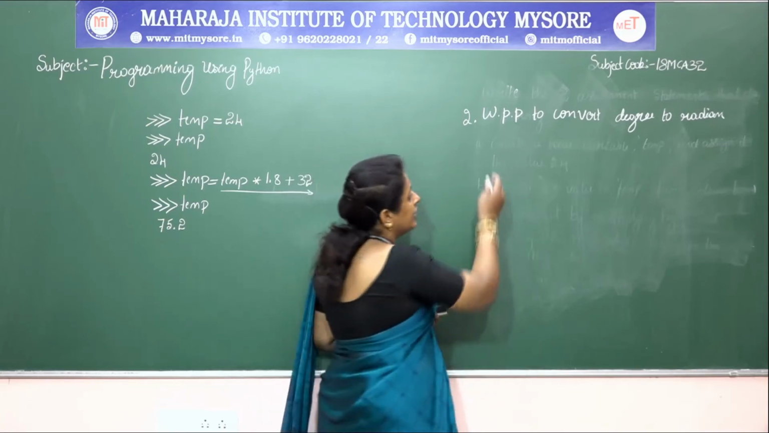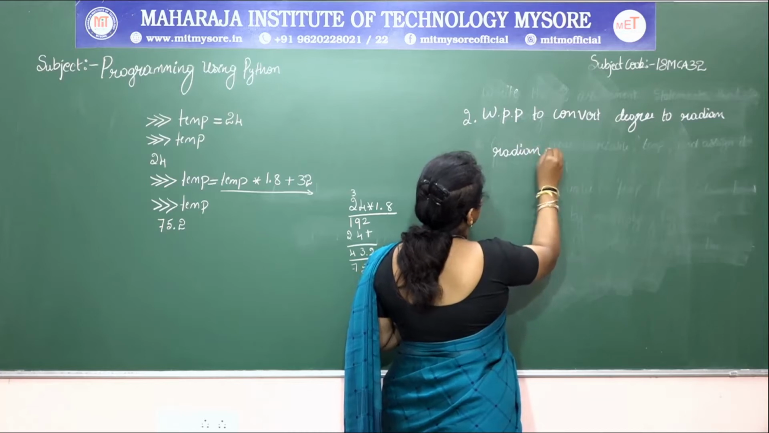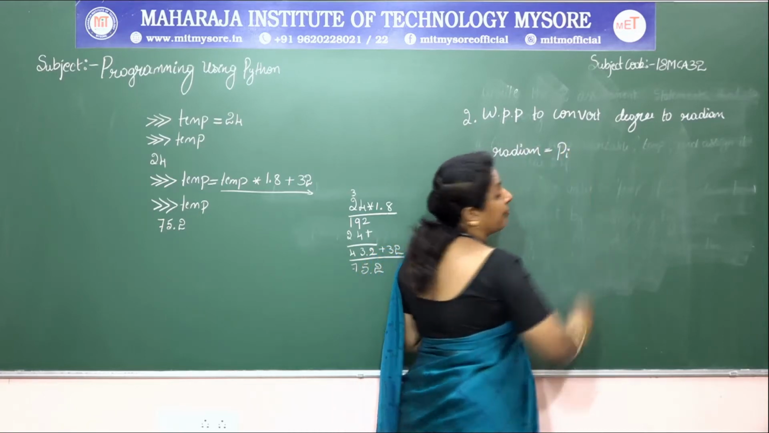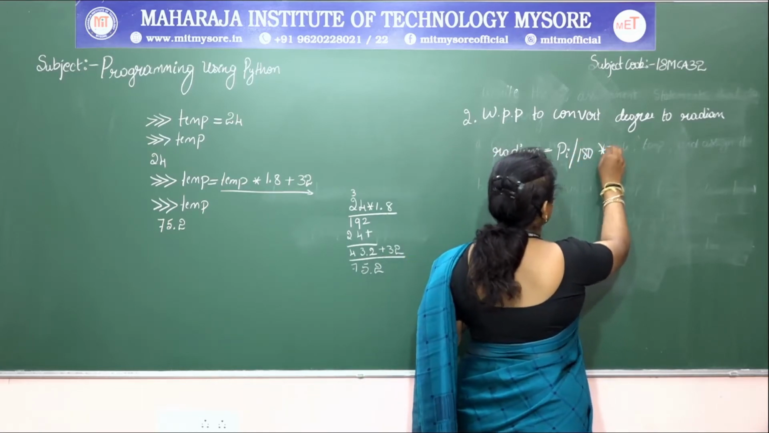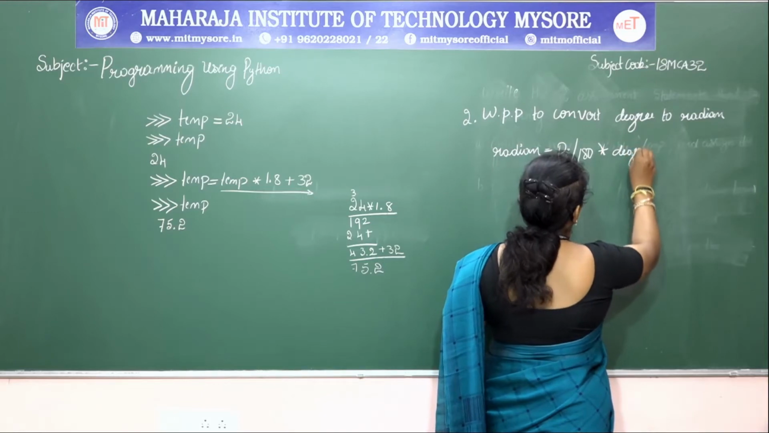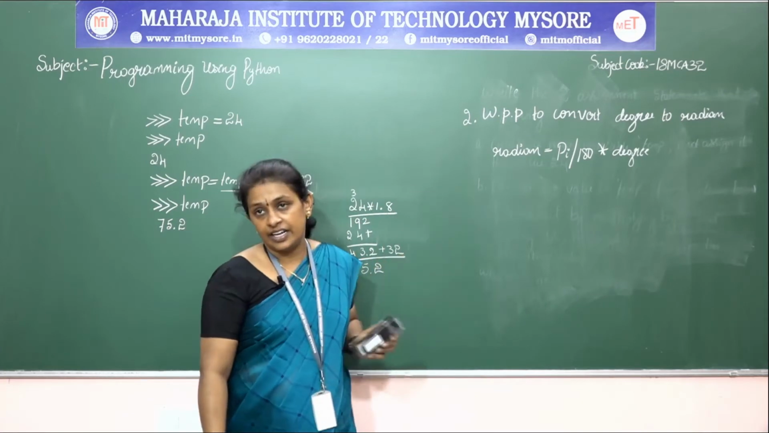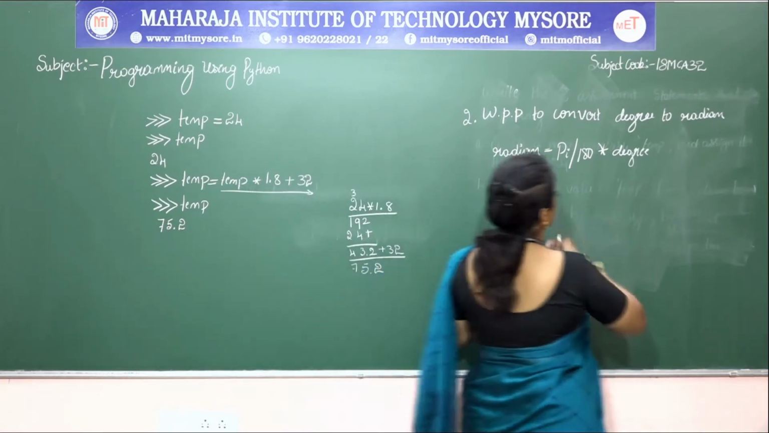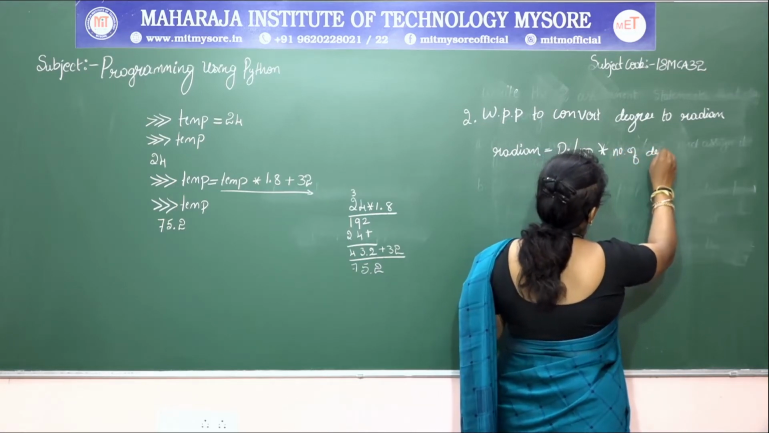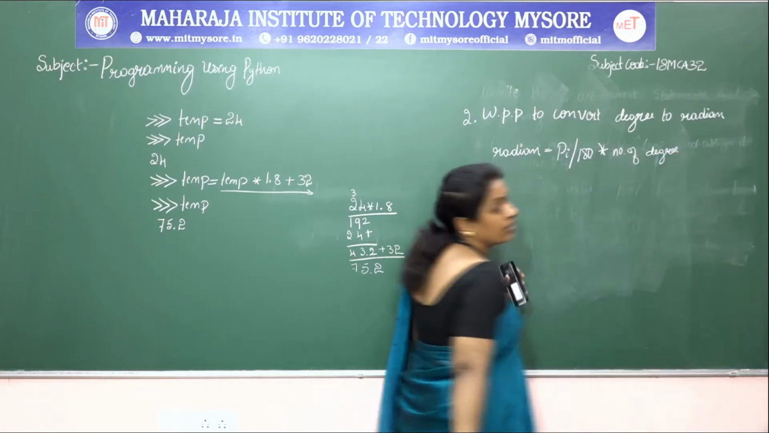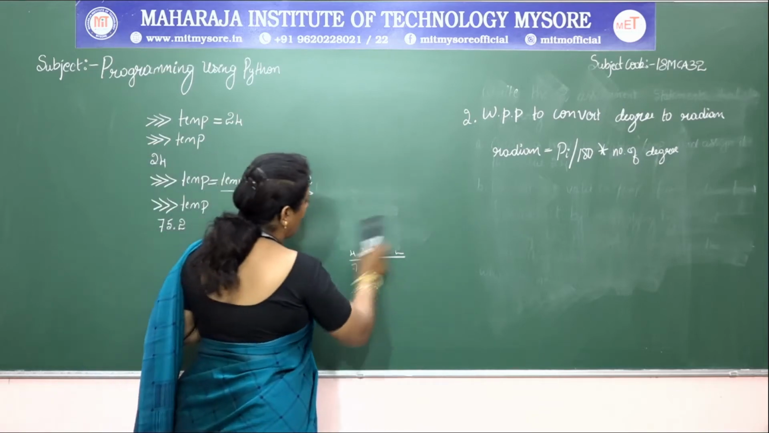The formula for converting degree to a radian is: radian equal to pi value divided by 180 and multiplied by the degree. So this is the formula for converting a degree to a radian. Okay, so let's go for writing a program with respect to this question.